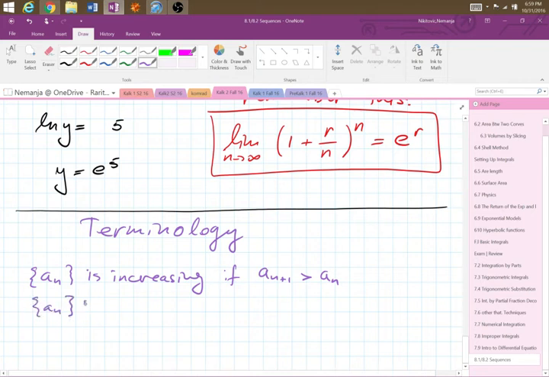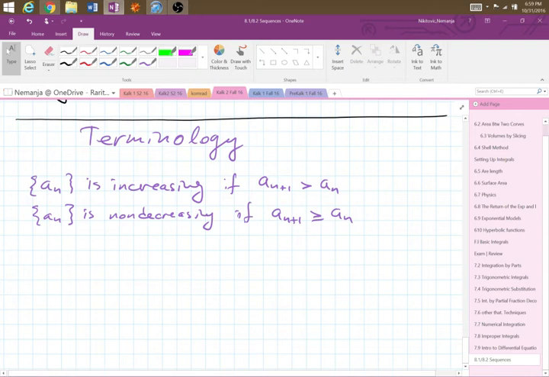a_n is non-decreasing if a_(n+1) is larger than or equal to a_n. So observe the difference between increasing and non-decreasing. They're not the same.